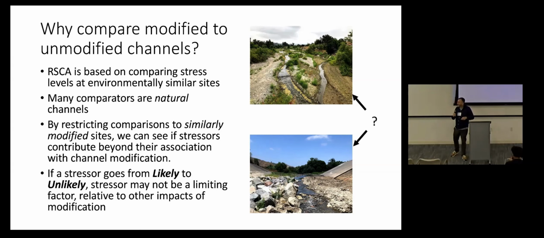The idea is that this can help us see if the stressors we're looking at are making a contribution to poor scores beyond simply their association with channel modification. Our thinking is that if a stressor goes from being likely with a traditional assessment to unlikely with this alternative way of assessing, that might tell us that the stressor is probably contributing to poor scores, but it's not a limiting factor. And therefore, trying to fix that problem may not have a big payoff. In contrast, if it stays likely in both analyses, that might be something to prioritize fixing, even though it's a modified channel.